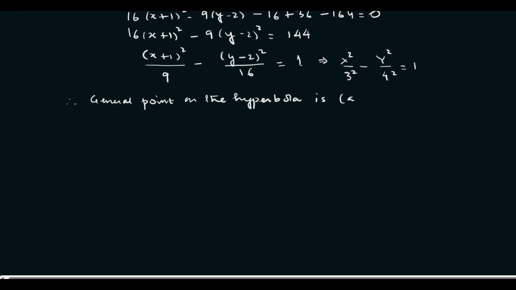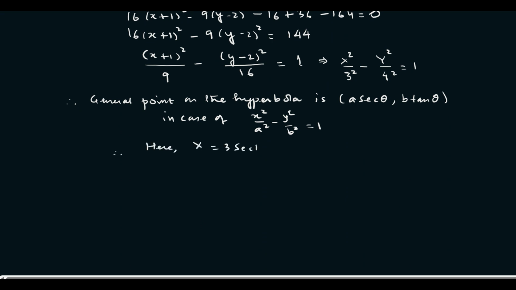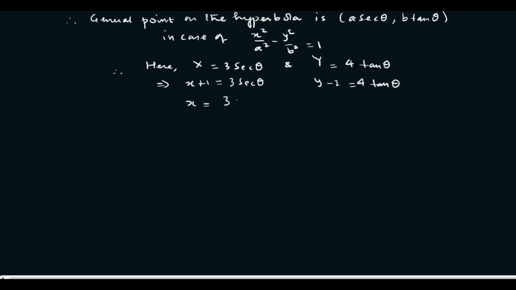It is a sec theta comma b tan theta, in case of the hyperbola, which is the standard form that we know, x square by a square minus y square by b square equal to 1. Now here we have the shifted case. So capital X will be 3 sec theta and capital Y will be 4 tan theta. Replacing X and Y by their values, x plus 1 equals 3 sec theta and y minus 2 equals 4 tan theta. You get the values of x and y: x will be 3 sec theta minus 1 and y will be 4 tan theta plus 2.